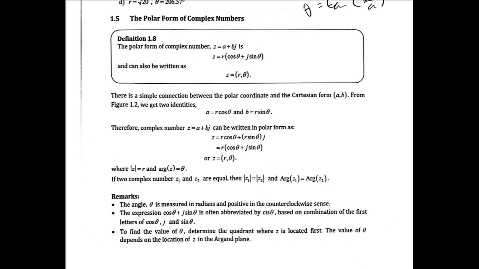Now, we'll use both of them to write a complex number in polar form. Polar form helps us represent complex numbers in terms of their length and direction, just like we describe a vector using magnitude and angle.